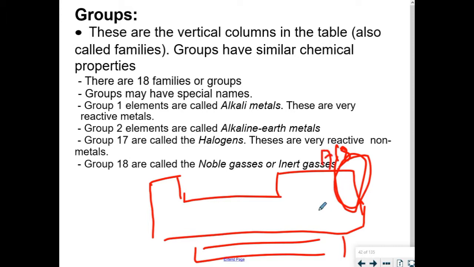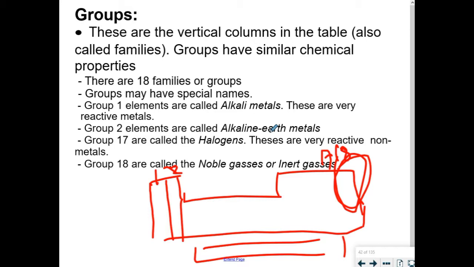Group 17 is called the halogens. Groups 1 and 2, over here as we start the periodic table, have the names alkali and alkaline earth metals. Okay. The key thing you need to know about these guys is it's all about the similar properties. That's how it was organized.